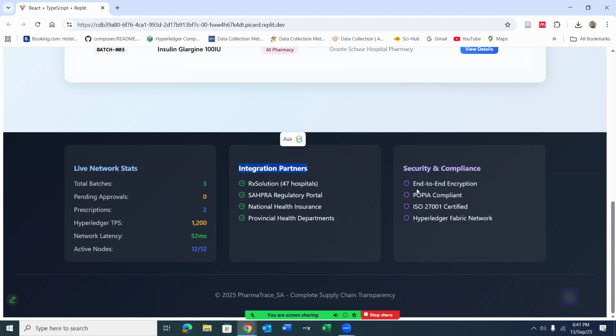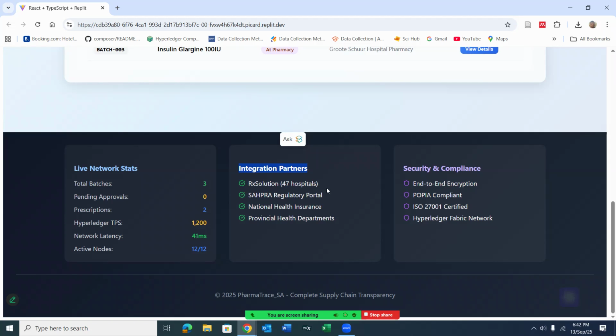One of them is end-to-end encryption, meaning that all the transactions that are performed in this system are protected. The information is encrypted. So security is one of the features, as I have mentioned, that we'll look at: security, immutability, traceability, and transparency as the features of blockchain. It is POPIA compliant, meaning that it complies with the POPIA Act, and ISO 27001 certified, meaning that this is the international standard for information security management systems, so our system also complies with international regulations.